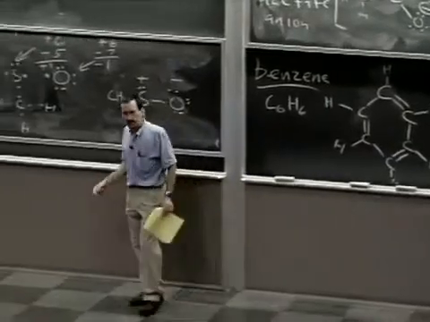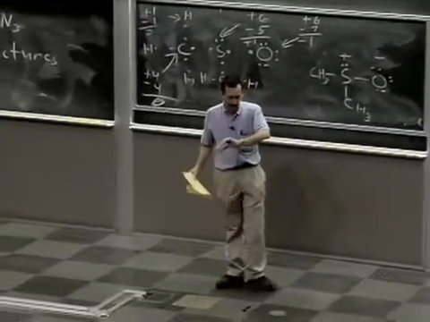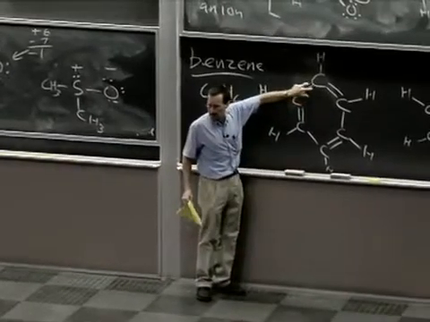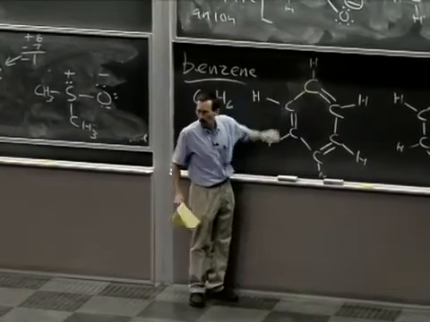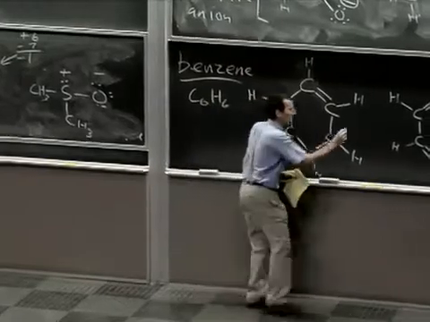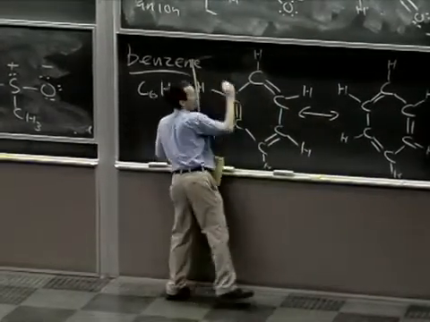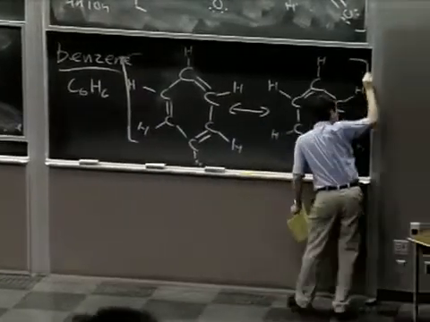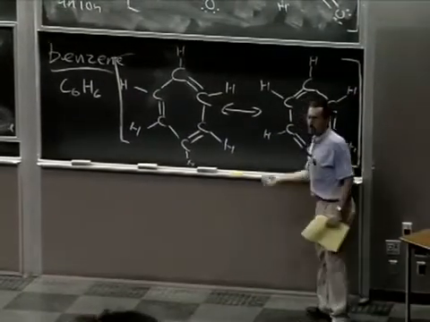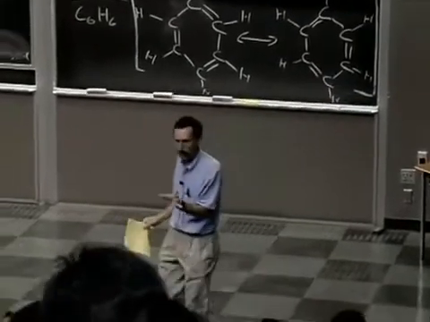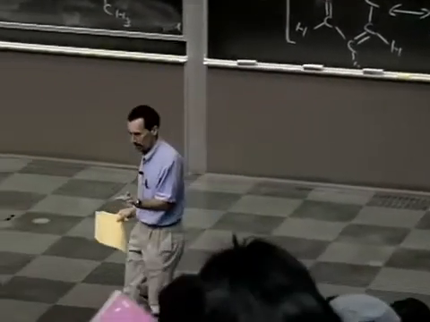And just as in the case of the acetate anion, it's not that we have a double bond on one side and a single bond on the other, or vice versa. It's that it's both of them at the same time, all the time, and together these two pictures make up a more complete structure of the benzene molecule.